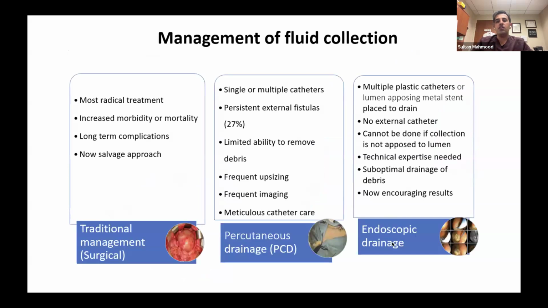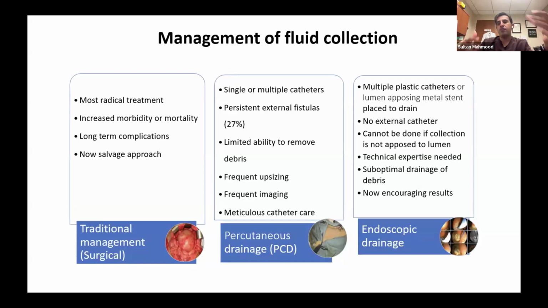Comparing these three techniques, they still have a role to play. Surgery is an option in patients who are not candidates for endoscopic drainage, or when the collection is still in the early stages within the first 4 weeks, but it is associated with very high morbidity, mortality, and long-term complications. Percutaneous drainage is less invasive, but it requires drains on the outside, which can lead to persistent external fistulas, a huge area of concern. The size of those drains is also limited, so very large necrotic collections may not be feasible with percutaneous drainage.